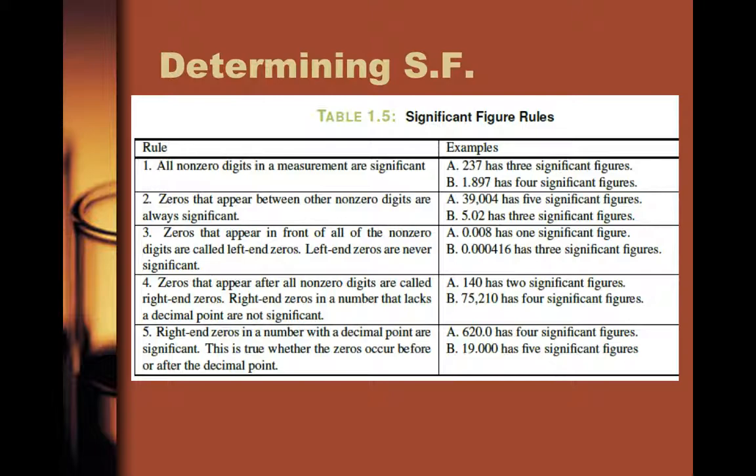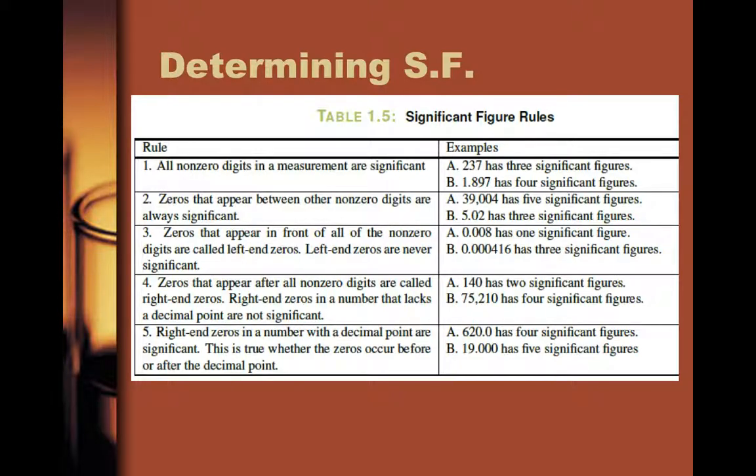So the other place we can have zeros, we've had them in the beginning, we've had them in the middle, now we can have them at the end. And that will depend a lot. So there are 2 cases. If we have them at the end of a measured number, and no decimal point is present, then they are not significant. So in the case of A, 140 has 2 significant figures because the 0 is not significant.